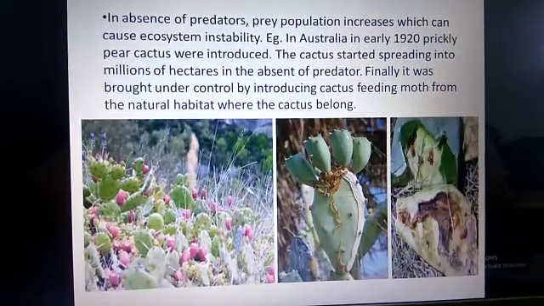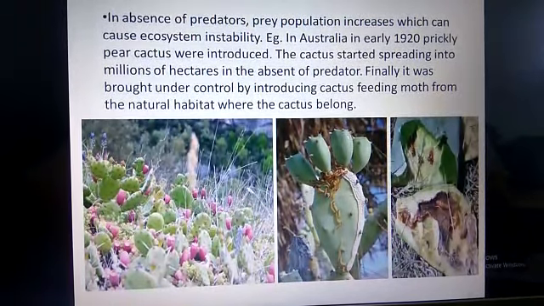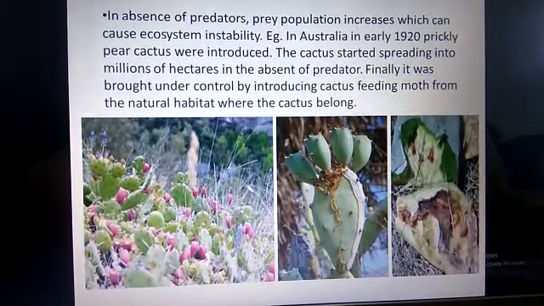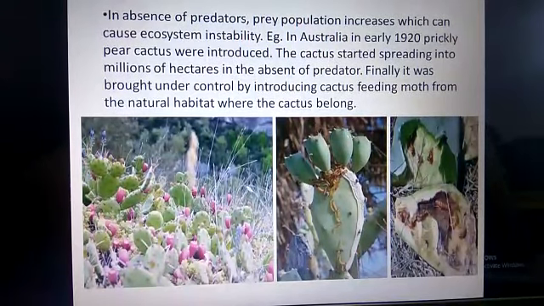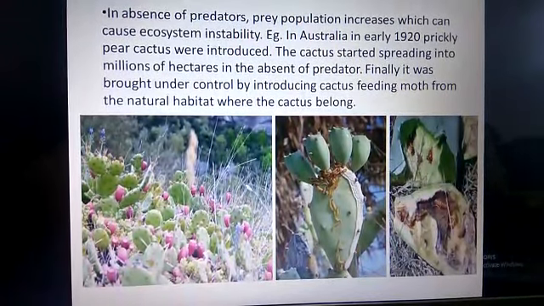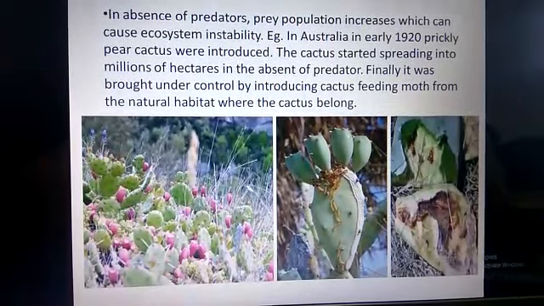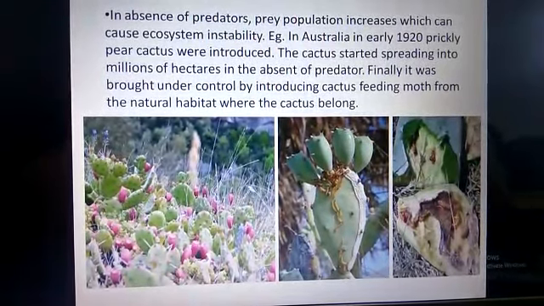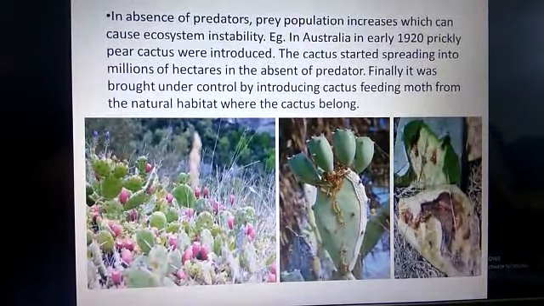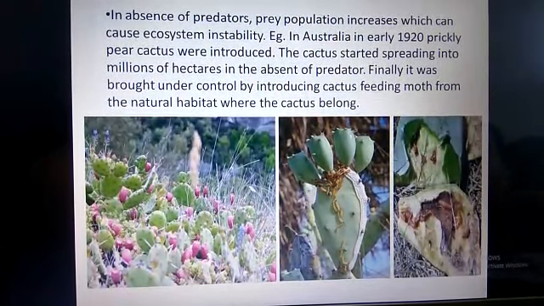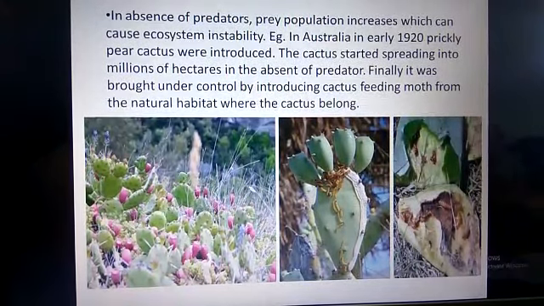Let us take an example. In Australia in the early 1920s, prickly pear cactus was introduced. Within a short span of time, the cactus started spreading over millions of hectares in the absence of predators. Finally, it was brought under control by bringing in the cactus-feeding moth from the natural habitat where the cactus belongs.